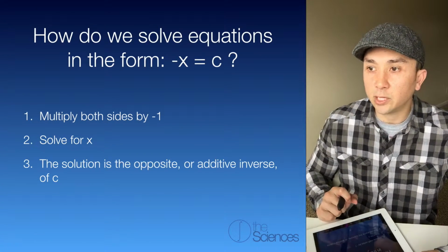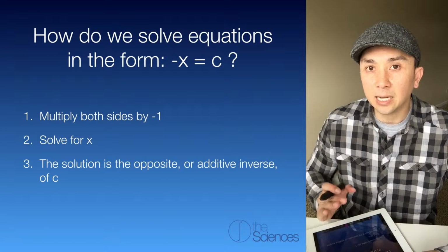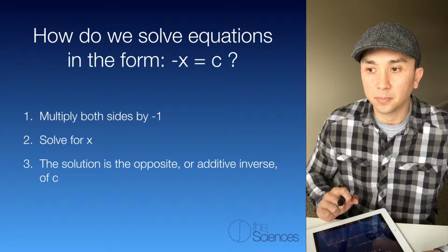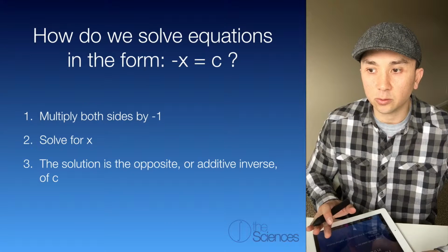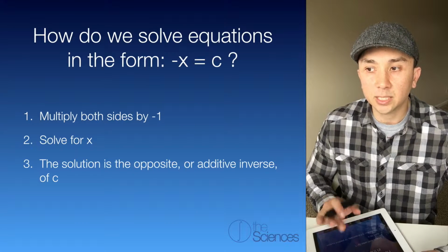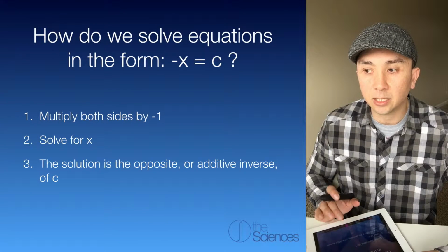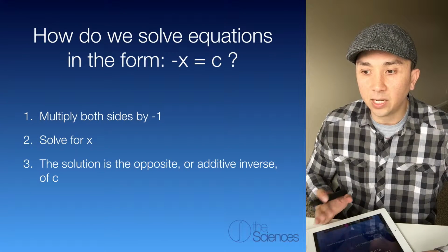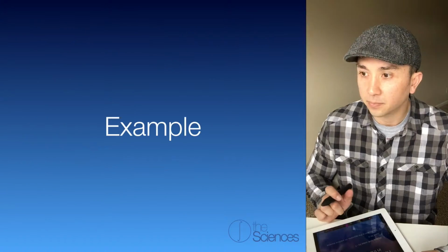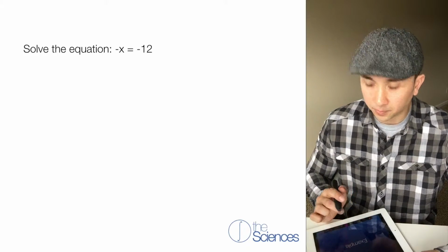So how do we solve equations in the form negative x equals c? The first thing we're going to do is multiply both sides by negative 1. Then we're going to solve for x. The solution is the opposite or additive inverse of c. So let's go over an example.